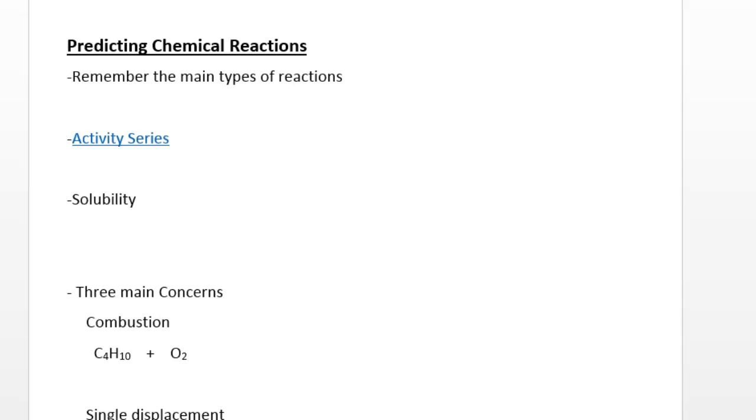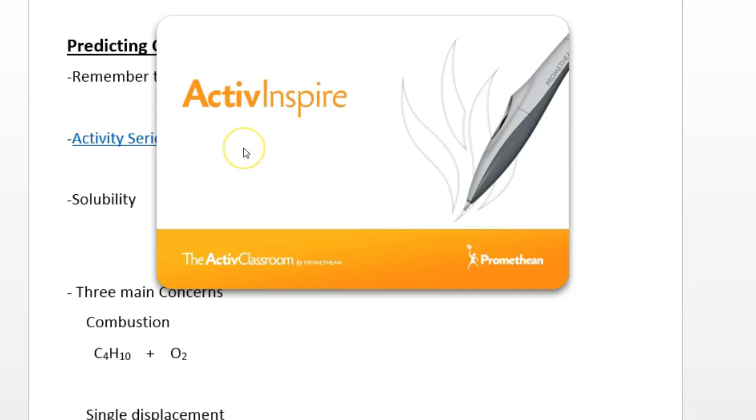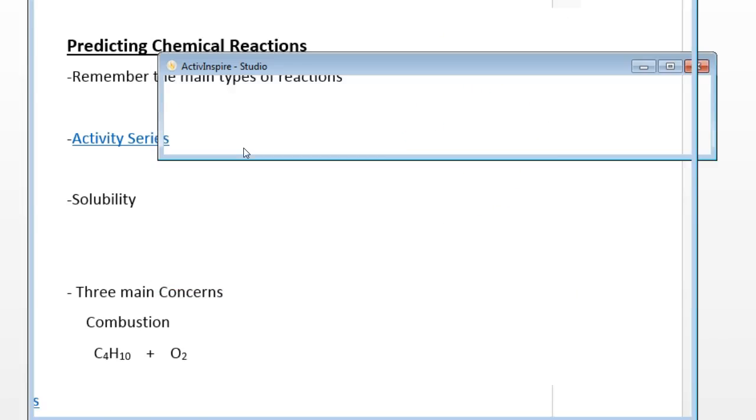Alright, so this is going to be our notes on predicting chemical reactions, and we've been talking about the types of reactions. We talked about a single replacement or displacement. We talked about a combustion reaction. We talked about double displacement or replacement reactions, and a couple more. The ones we're really going to be worried about today are the single displacement, the combustion reaction, and then the double displacement reactions. So let's go ahead and put this thing up here.